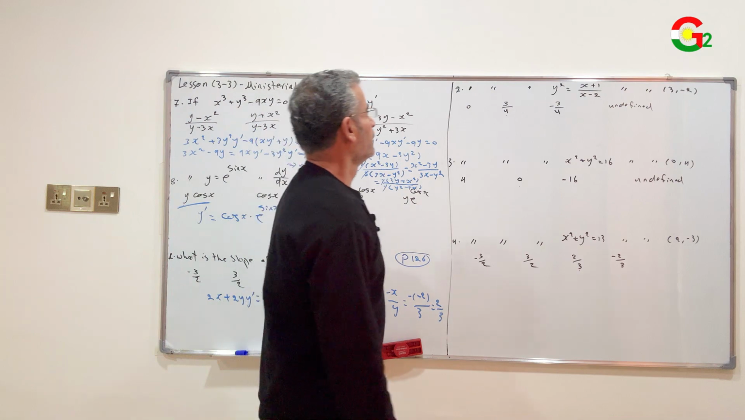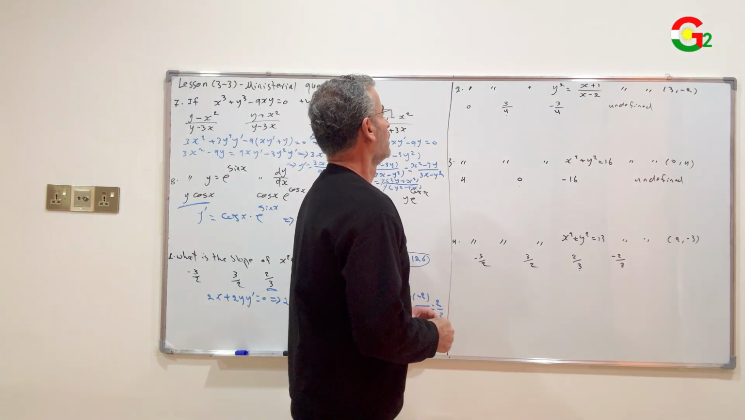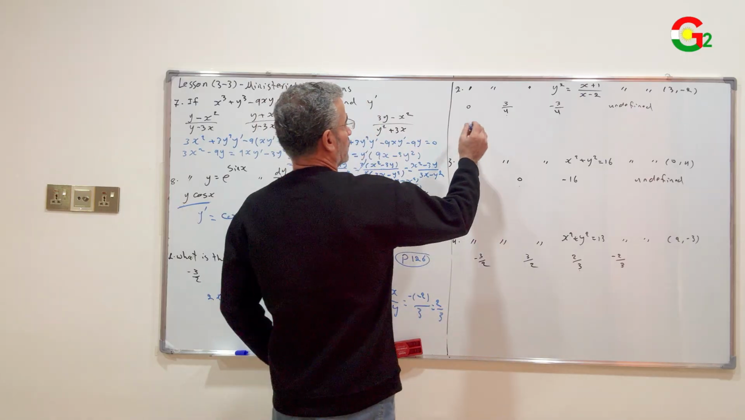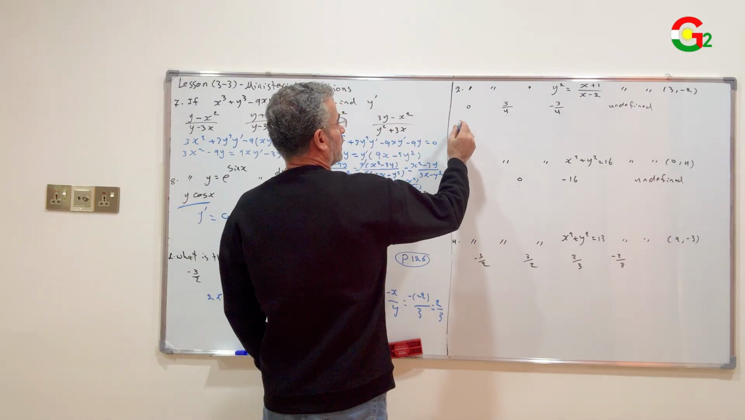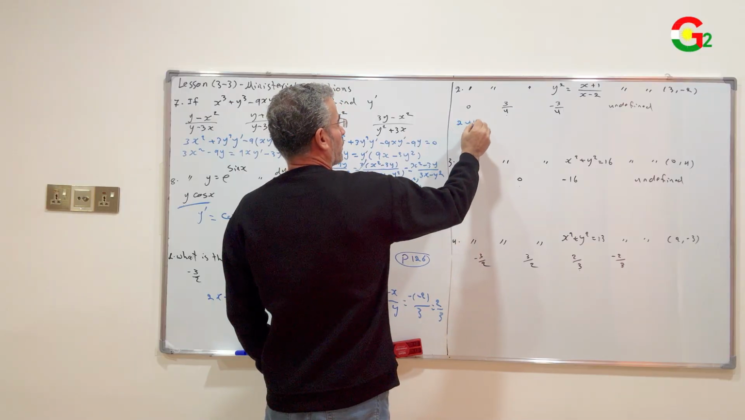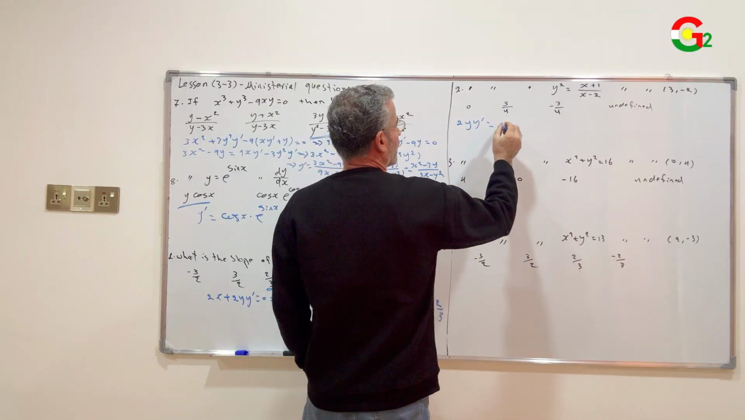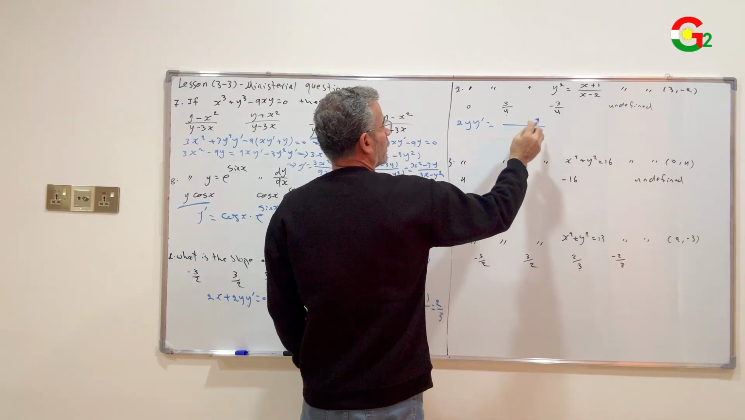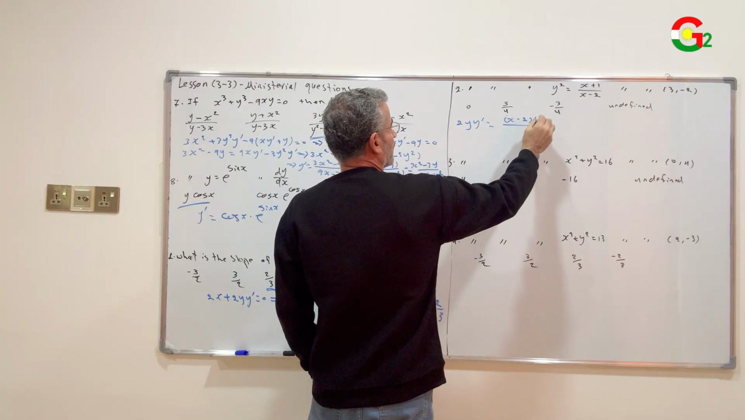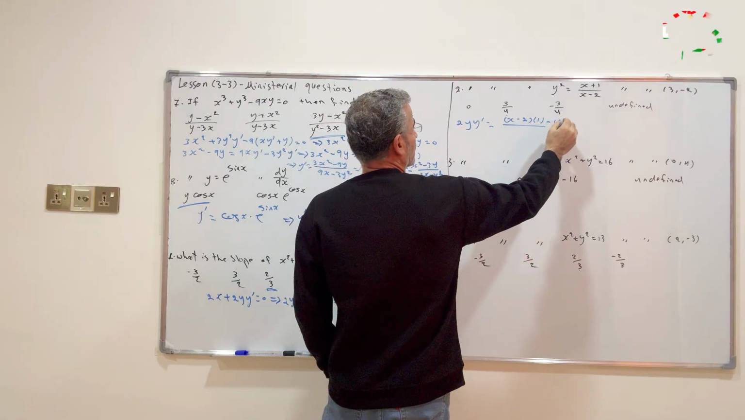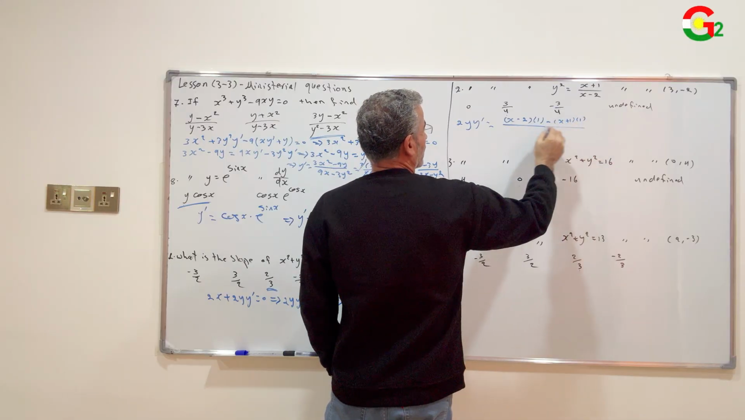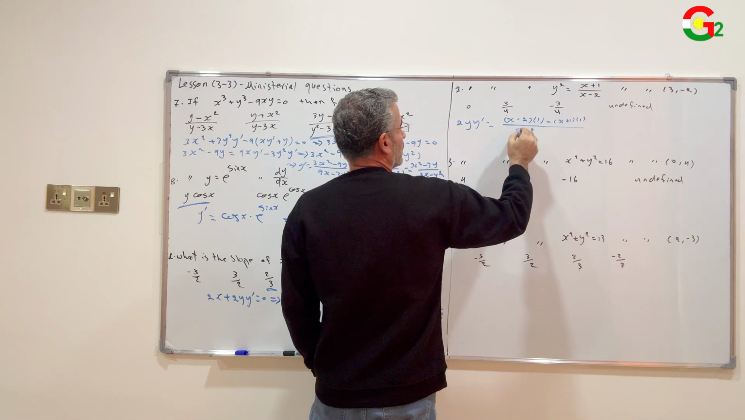Question number 2. Find the slope of the curve at the point (3, -2). First, we find the derivative y', dy over dx: 2y y' equals the denominator times the derivative of the numerator minus the numerator times the derivative of the denominator, over denominator square.